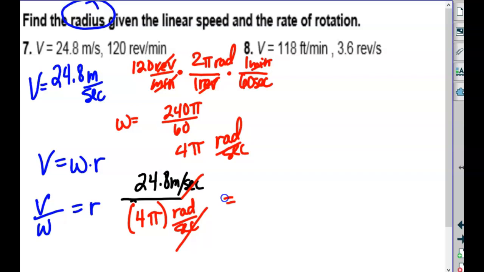These are horrible questions. 24.8 divided by parenthesis 4 pi. Anybody get 1.97? Or about 2 meters is the radius.